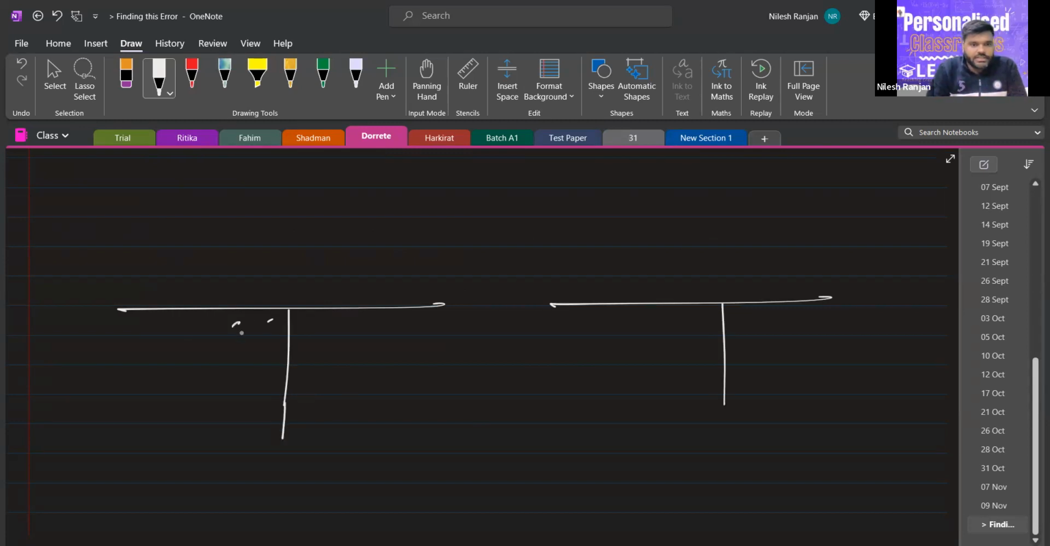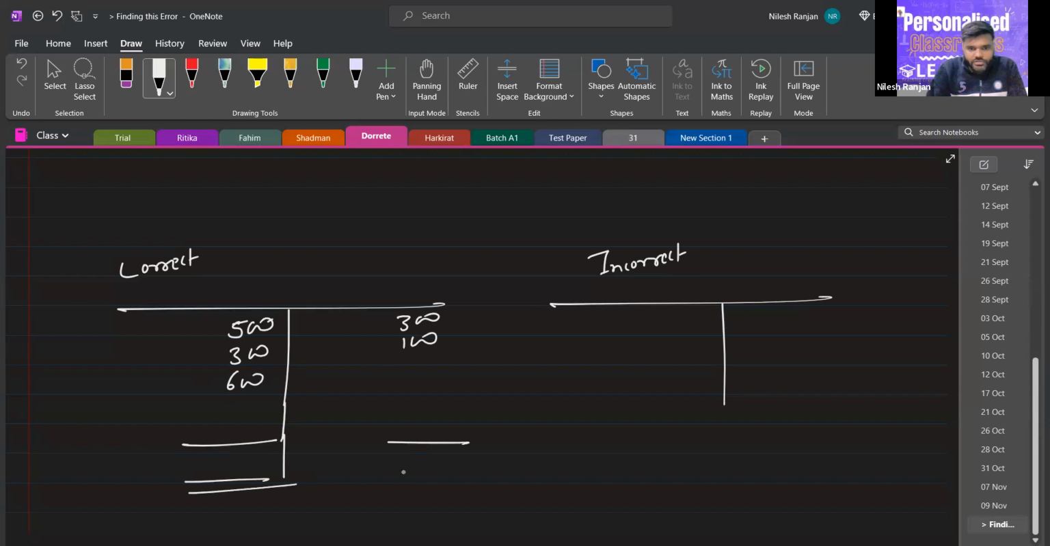Let's say I have written 500. This is the correct one. And this is incorrect. So 500, 300, 600, and there is 301. Now, this is the correct one. So the balance we can calculate: 5, 3, 8, 6, 14, 1400, and the balance will be 1000. Is this correct? Yes. Okay. Now the incorrect one.